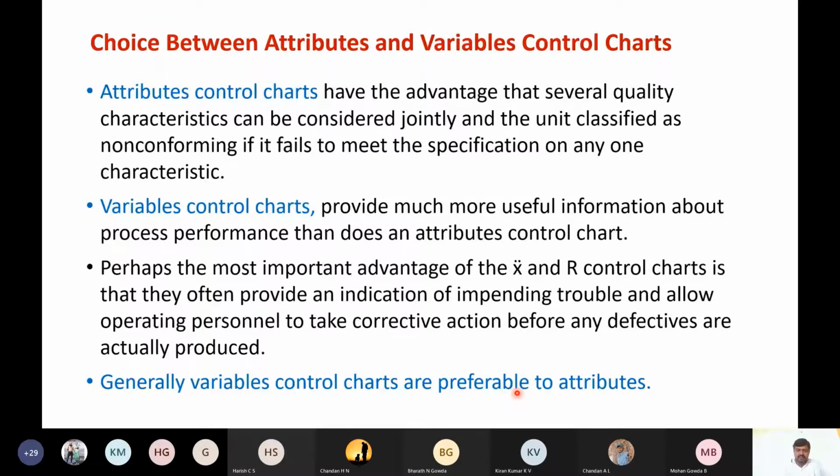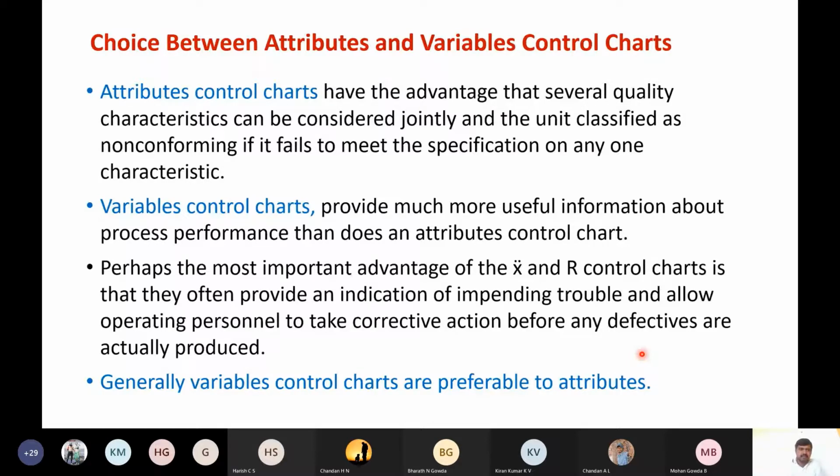So that's why generally variables control charts are preferred to attributes control charts. Attribute control charts are widely used in non-manufacturing applications, like in financial applications, in the banking sector. For example, processing checks, time taken to complete online transactions, or how many times consumers are able to do an online transaction successfully and how many times they fail. In order to do this type of evaluation, attribute control charts may be suitable. But generally variables control charts are preferred over attributes control charts.